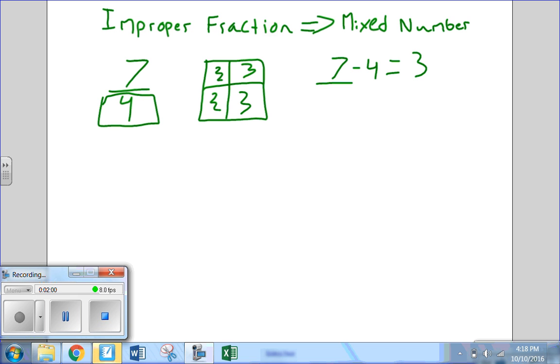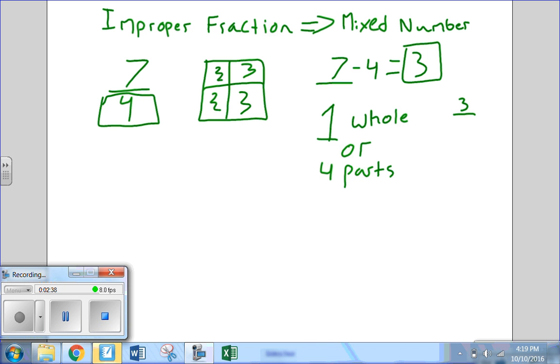So I know that I have one full whole. I know I can take 4 away from 7, correct? I can take one full whole away from my 7. So I know that I have one whole, or 4 parts. I also know that I have 3 parts left over when I take that whole away, correct? So I have 3 parts out of 4 parts, right?